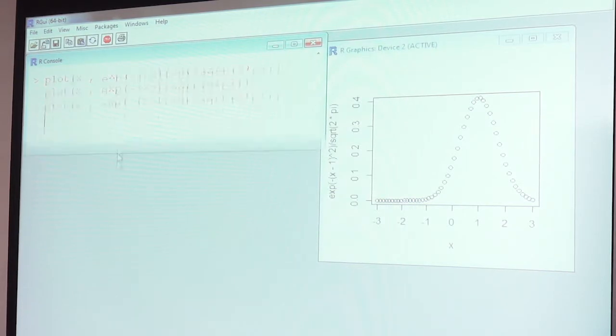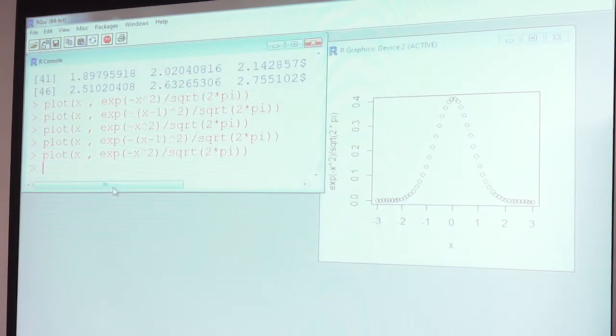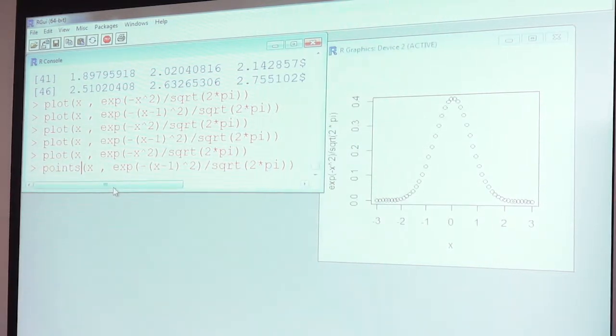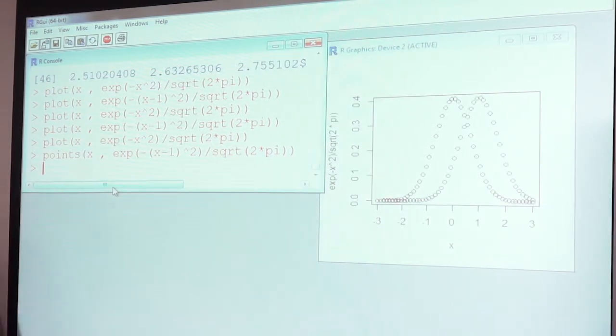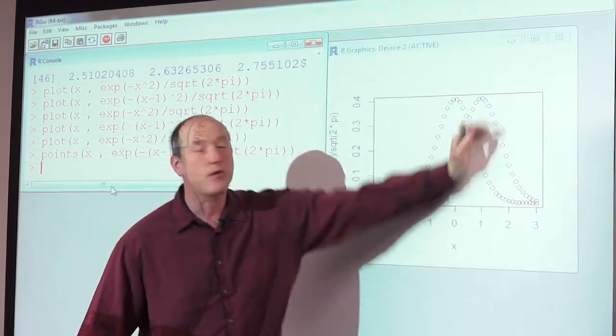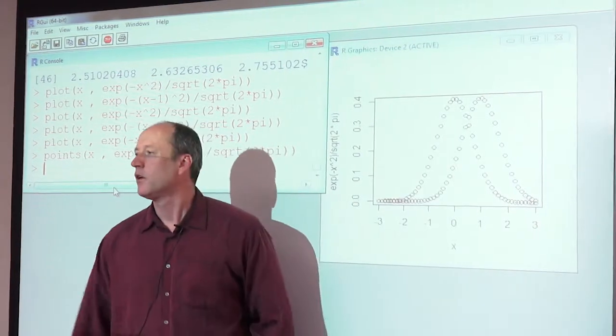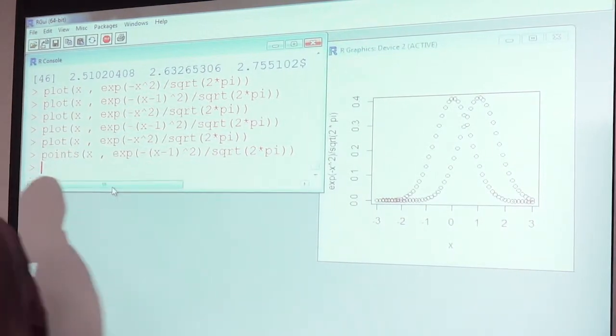I can keep both curves if I use points instead of plot. When you go plot, it creates new axes and starts again from scratch. But if I say points, it keeps both on there, and we can see it's exactly the same. It's just moved, or I've moved the axis, or I've moved the curve. Who cares? It's the same thing.